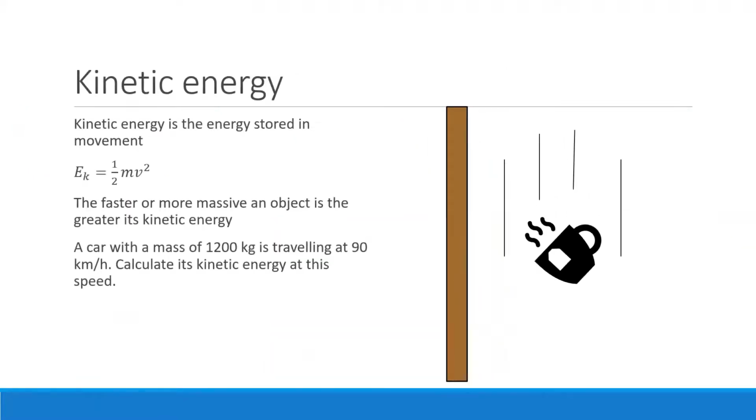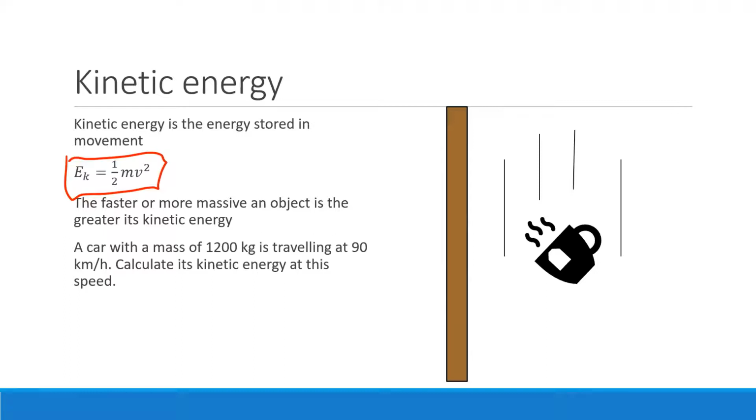We're going to move on to the next idea. So let's look at this falling cup. This cup is being dropped by someone absent-mindedly who's not paying attention. The kinetic energy is a new form of energy, and here we've got a brand new equation. The kinetic energy is the energy stored in movement. So when an object moves, it has kinetic energy. And we refer to kinetic energy a lot.